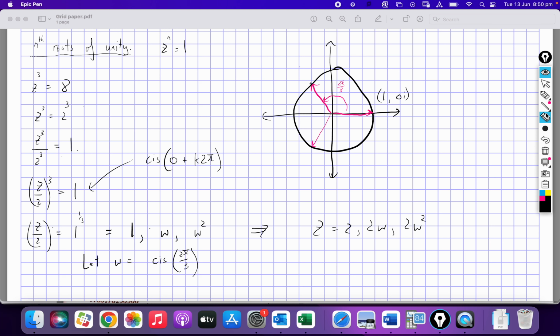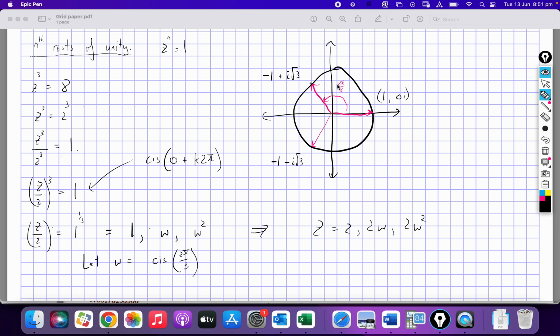So we'd have -1 plus i√3. And down here we've got its conjugate pair. The angle's 4 pi on 3. So that would be -1 minus i√3. Okay, so those are your 3 roots.